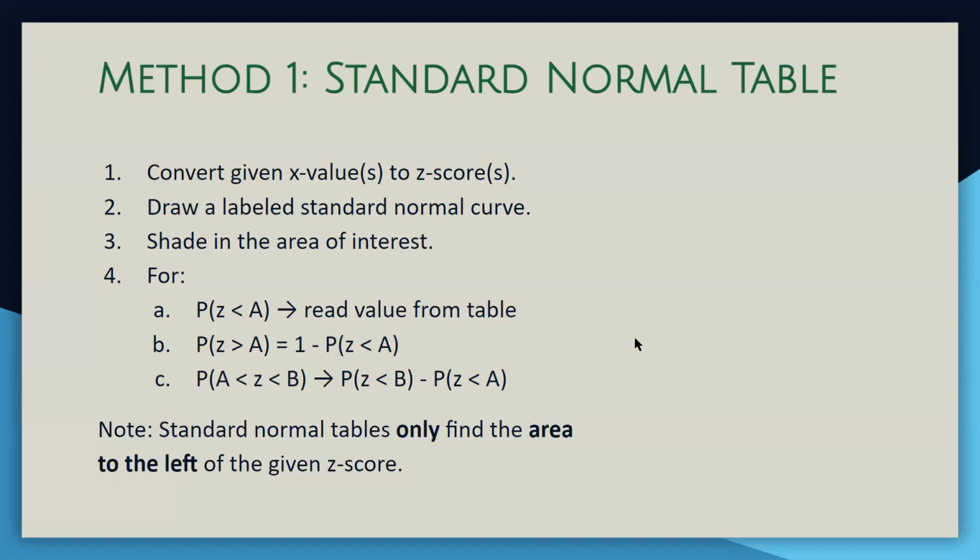So again, if you're using a standard normal table, those tables only find the area to the left, and that's why B and C up above look a little funky, because we're finding something that's not exclusively area to the left. So we're having to work with the value in the table to get what we're interested in, using the complement rule or using a little bit about what we know about geometry.